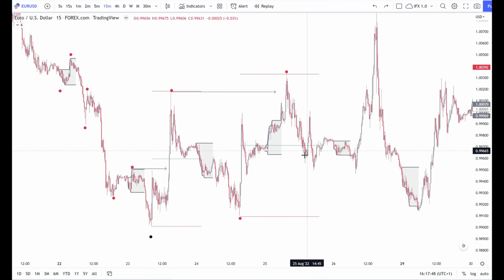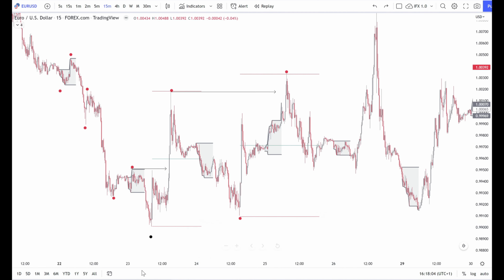Now, I have done a video on pullbacks. Make sure you check it out. This will make a lot more sense if you do check out that video as well. Even if you go back to this, what do we have? Corrective pullback. So no intention to go lower.